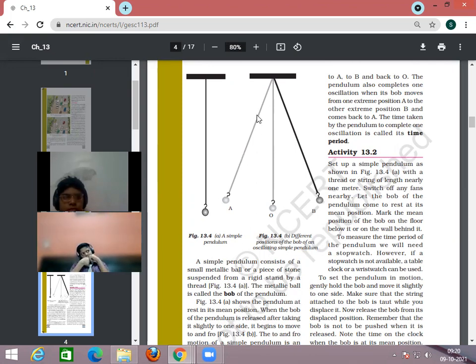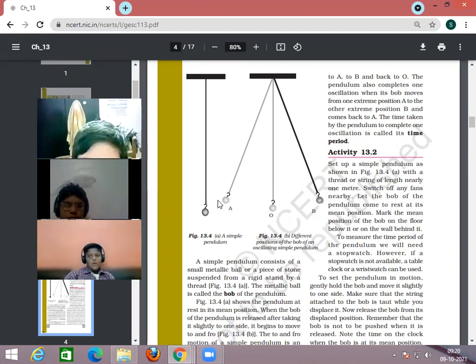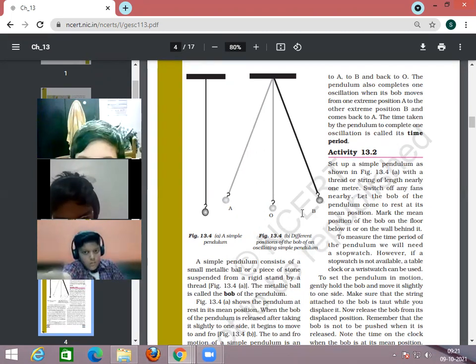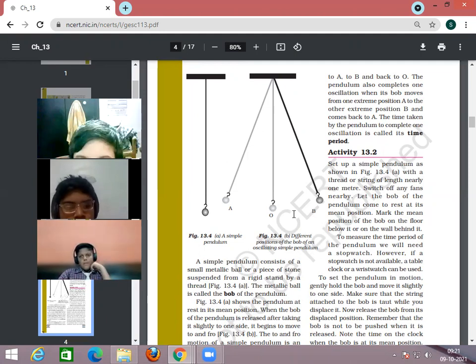The simple pendulum consists of a metal ball which can swing from A to B, B to A to B in the same way. You can make your own pendulum by using a crazy ball, or you can take a small piece of a stone, tie a thread to it, and your pendulum is ready. If you swing it, it swings like a pendulum. Even the pendulum you have seen in a wall clock swings from one place to another.